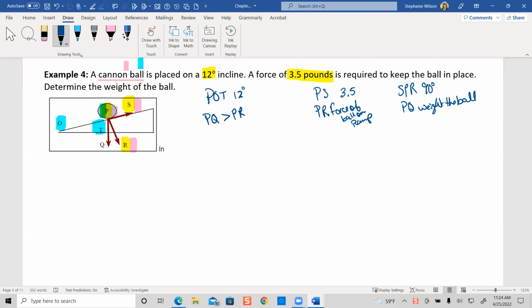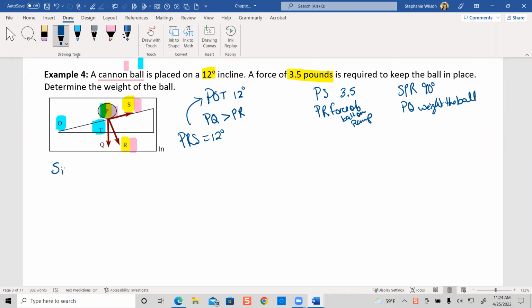So since the measure of SPR is 90 degrees, we already have that up there, don't need to write that. Let me write down the one I just said to you. The PRS is going to be also 12 degrees. Since the measure of the angle SPR is 90 degrees and the measure of angle PRS is 12 degrees, you can use the law of sines. So let's use the law of sines.